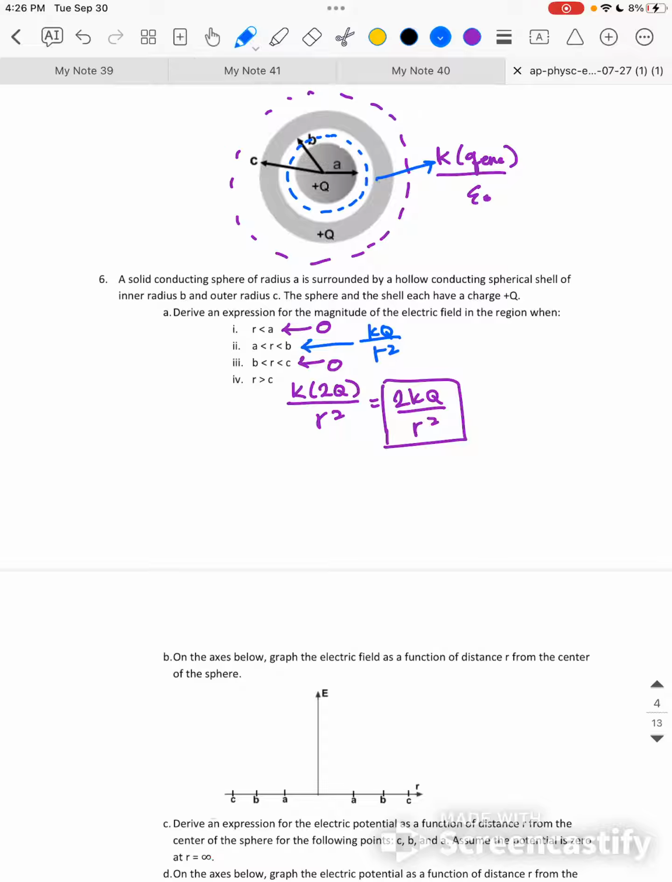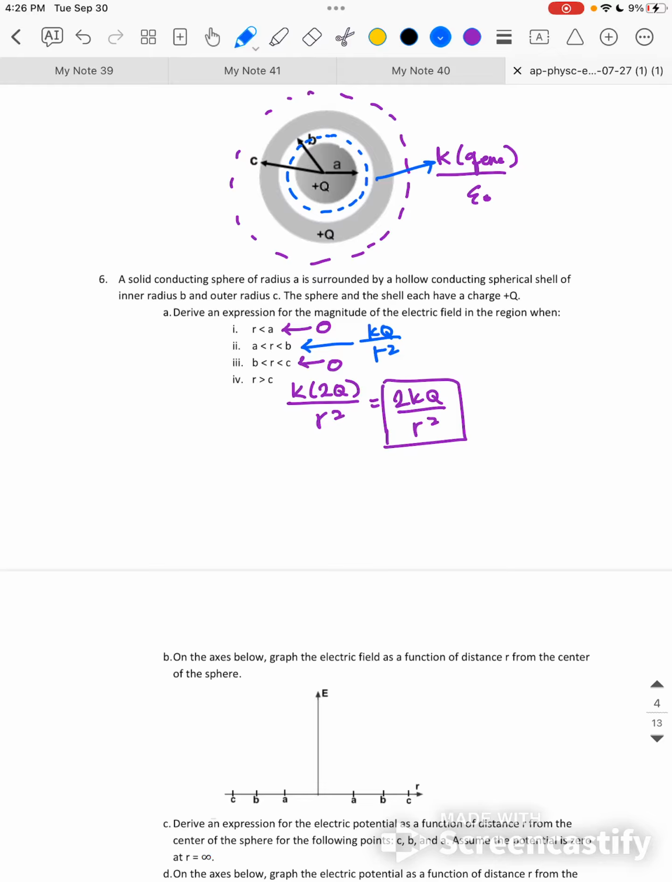So hopefully that is not difficult. We covered that in the previous unit. These are spheres and they're conductors, so this is as easy as it gets in terms of Gauss's law. But if you are having trouble getting these equations for electric fields, please come and see me for help.